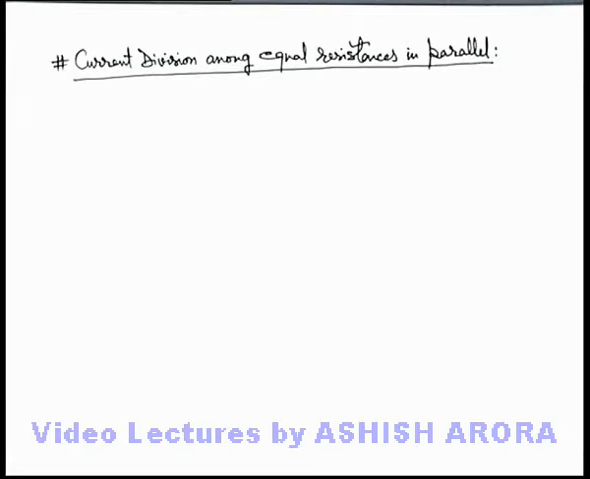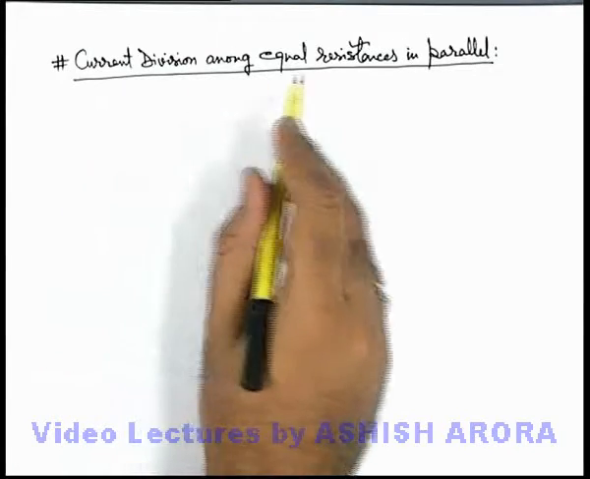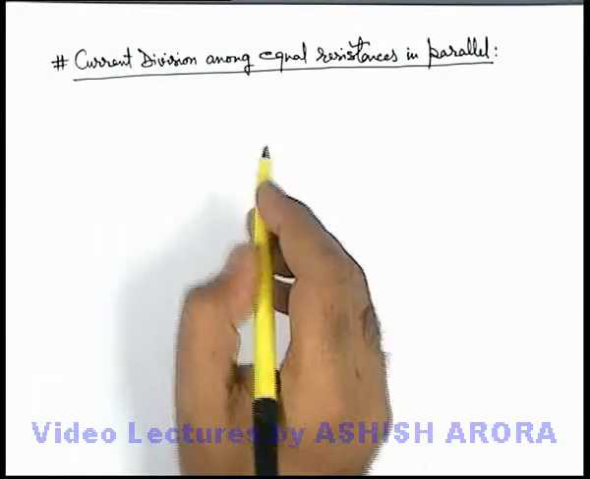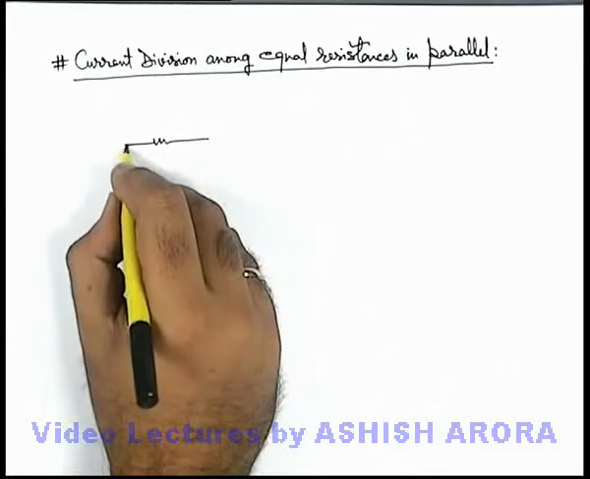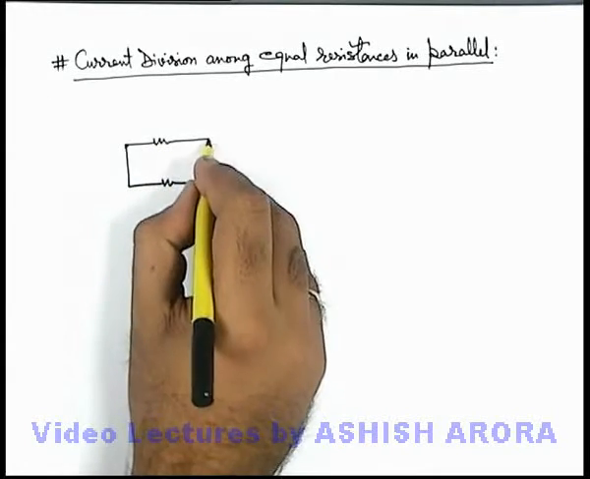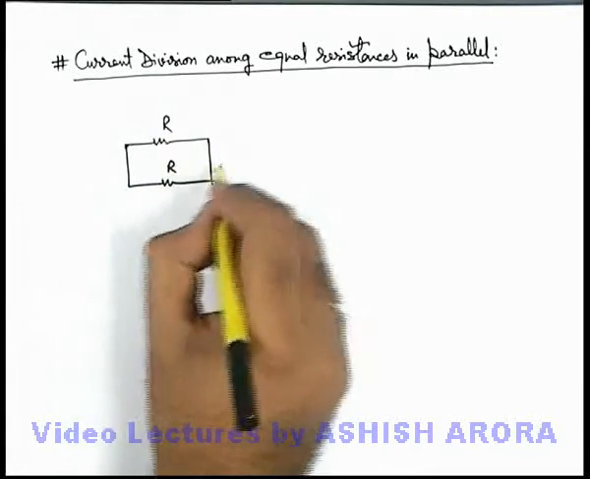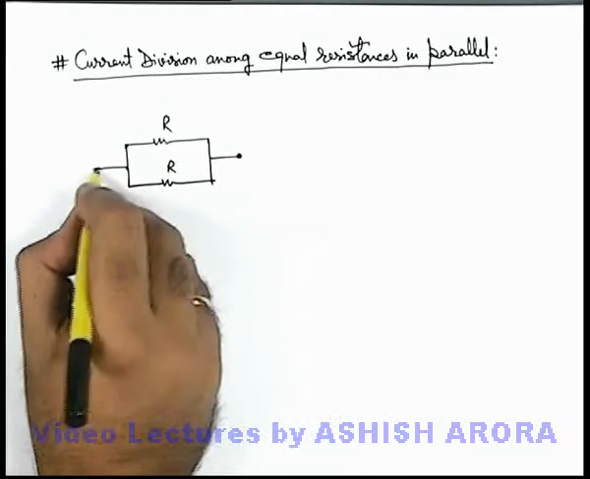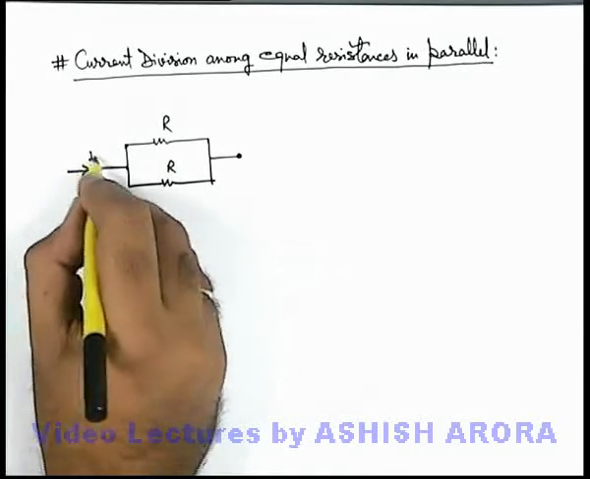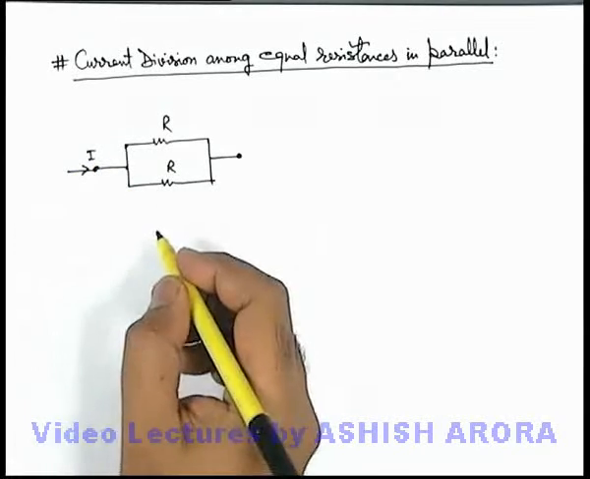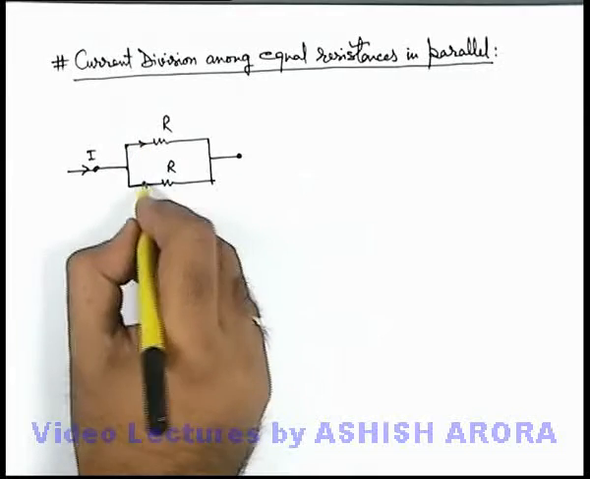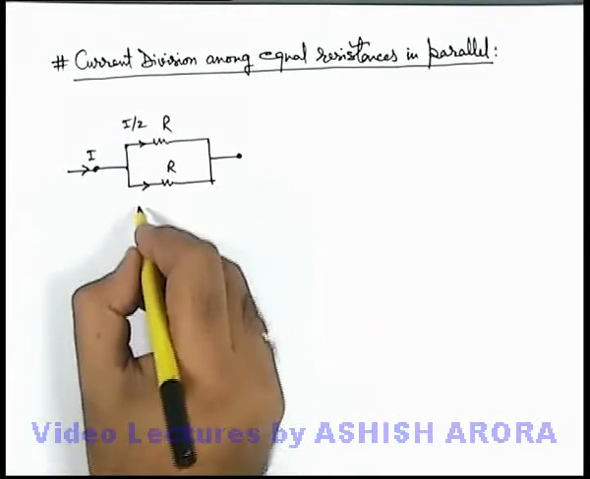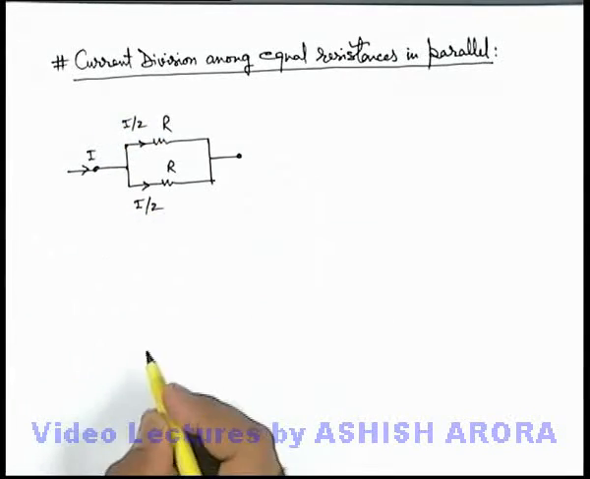In continuation, we can also discuss the current division among equal resistances in parallel. Say we are given two resistances which are identical, that is each of value R and R. Now in this situation, if a current I flows into the combination, as the two resistances are equal, we can see that current is equally divided in the two resistances, that is I by 2 and I by 2.